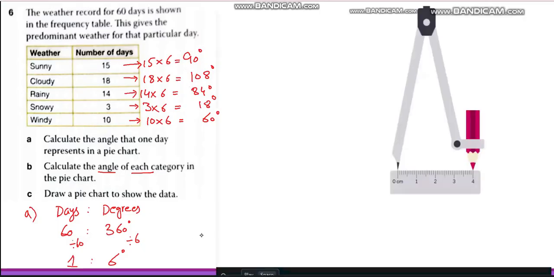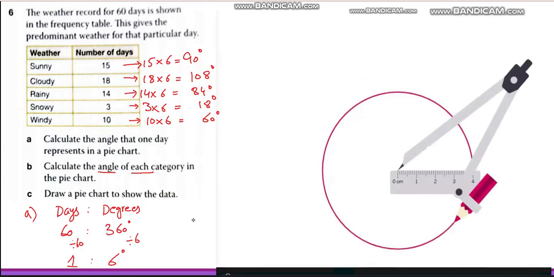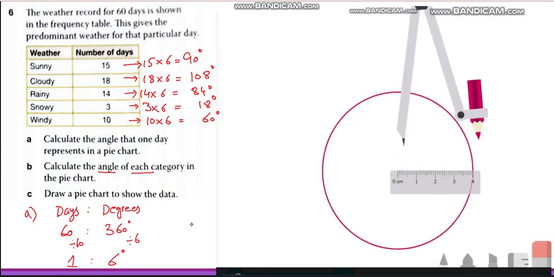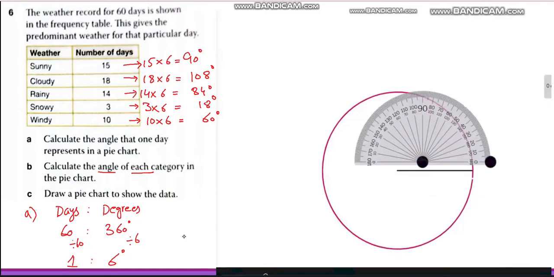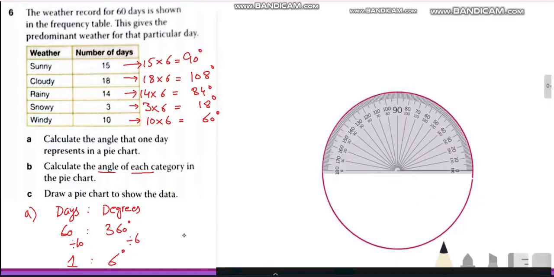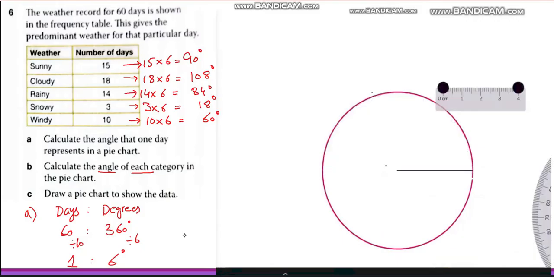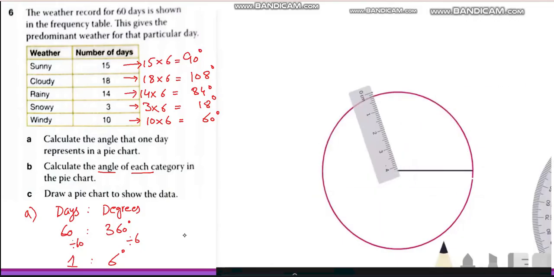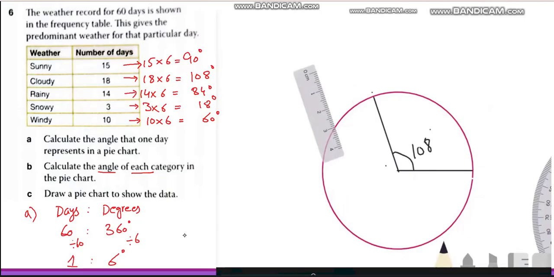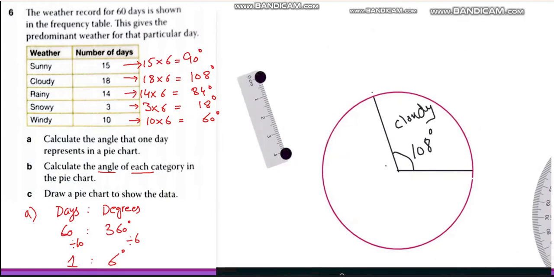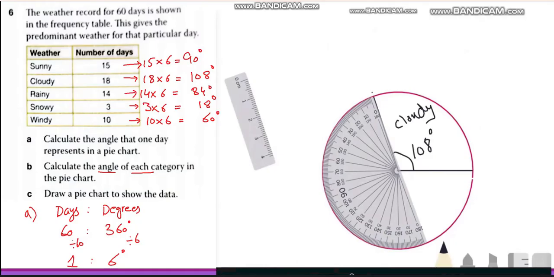So let's see the video. So first of all, I have drawn a circle, and I will also draw the reference line. Now I will draw an angle of 108 degrees, that is the biggest angle, like this. I will join the center to the boundary of the circle to represent the sector which represents cloudy. Similarly, I have to draw more sectors to represent the remaining information.